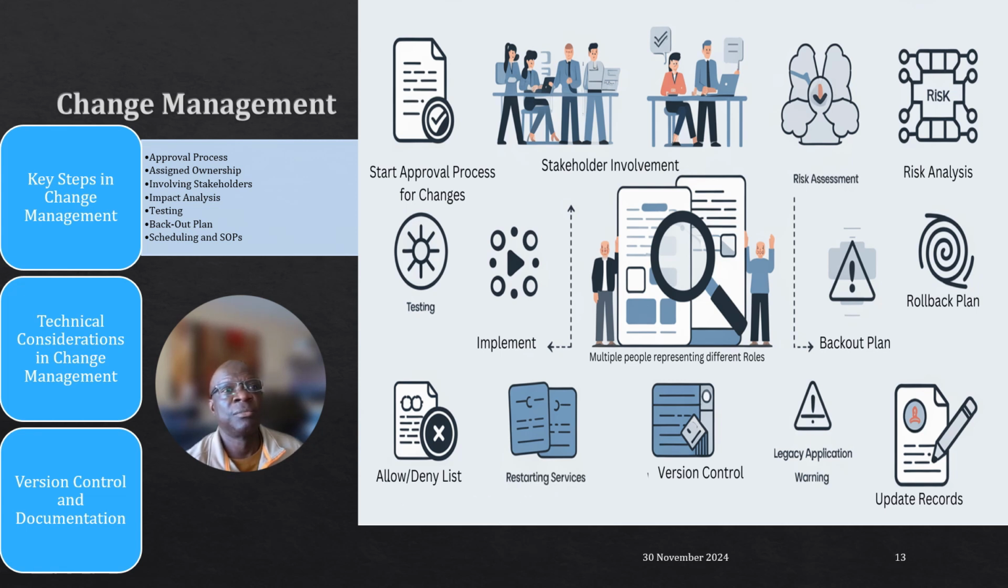Number 2, assigned ownership. Each change needs an assigned owner responsible for overseeing it from start to finish. This person ensures the right people are involved and keeps the process organized so there is clear accountability.